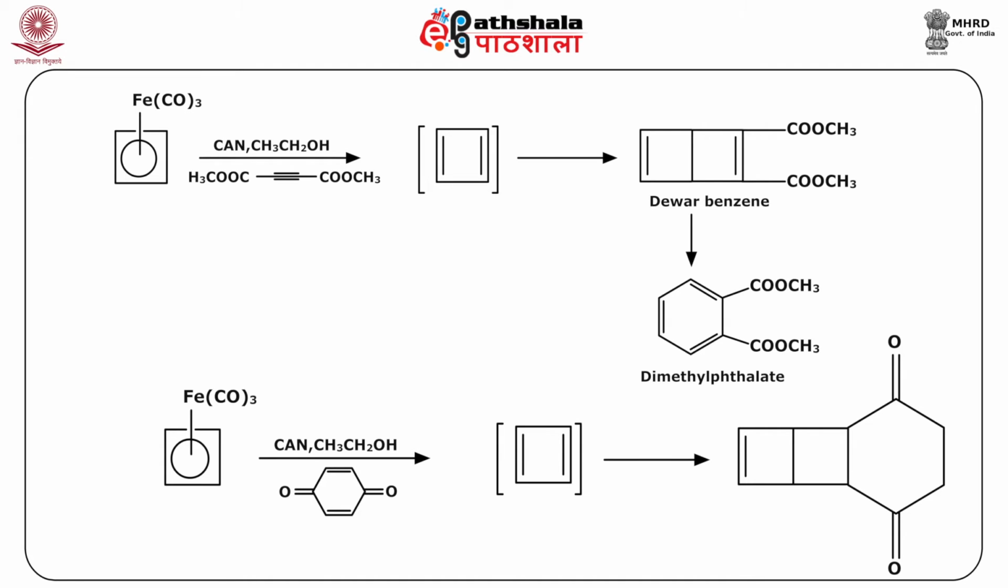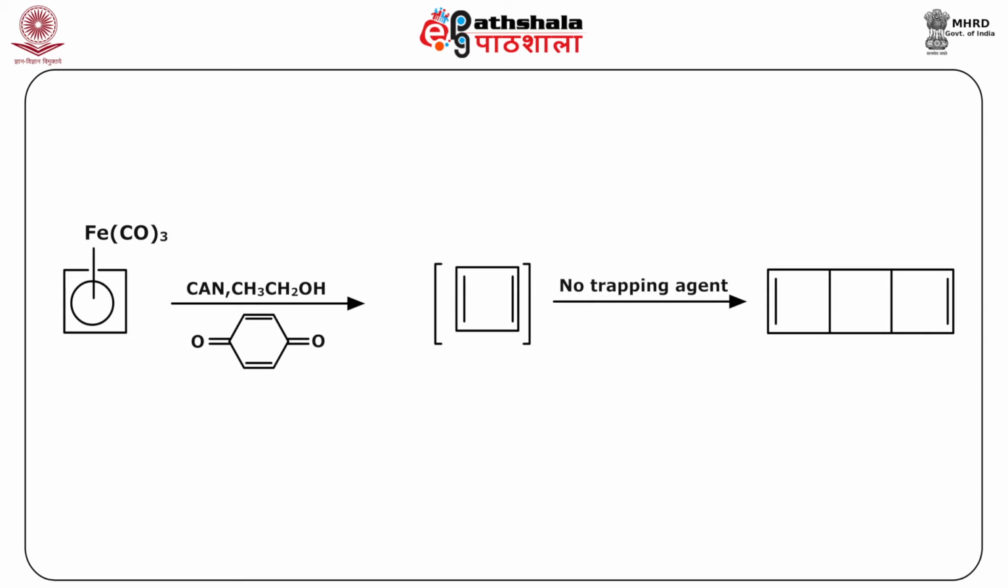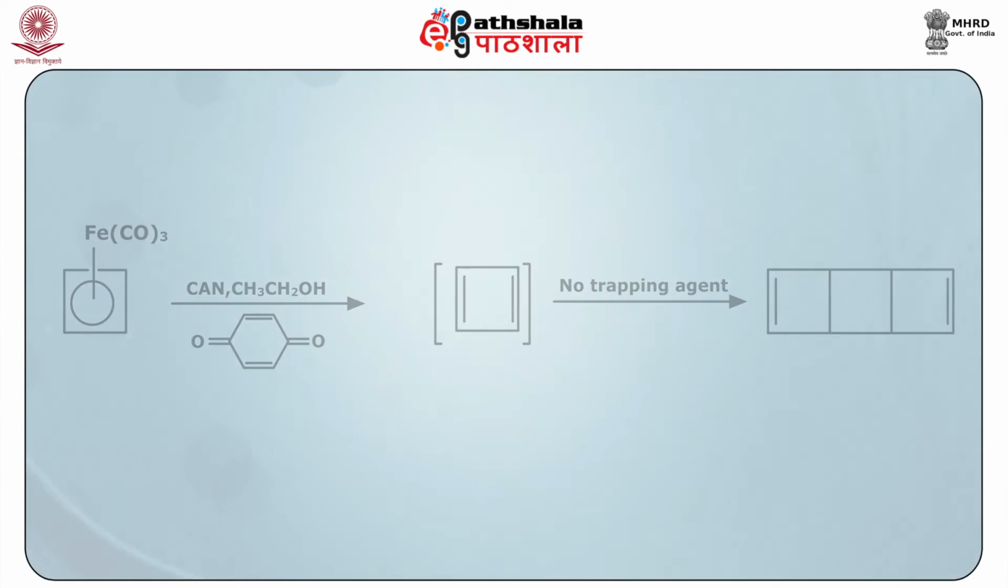Liberated cyclobutadiene can be trapped with several unsaturated compounds in the presence of ceric ammonium nitrate and ethanol, as shown here in a number of reactions, leading to the formation of dimethyl phthalate or other addition products. If no trapping agent is used, cyclobutadiene dimerizes at 35 degrees Kelvin as shown below.